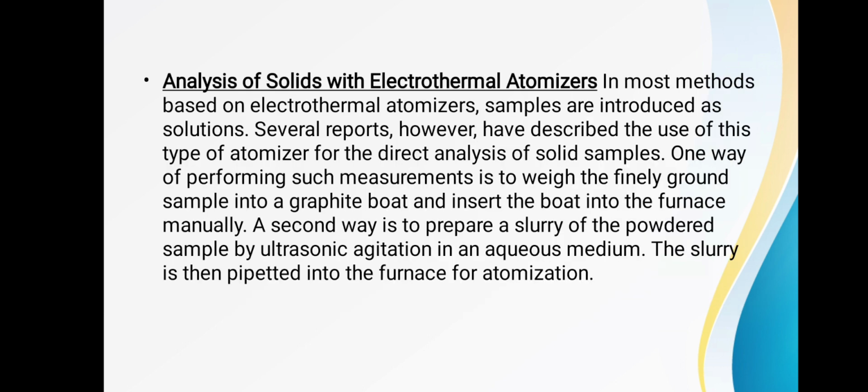Analysis of solids with electrothermal atomizers. In most methods based on electrothermal atomizers, samples are introduced as solutions. Several reports, however, have described the use of this type of atomizer for the direct analysis of solid samples. One way of performing such measurements is to weigh the finely ground sample into a graphite boat and insert the boat into the furnace manually. A second way is to prepare a slurry of the powdered sample by ultrasonic agitation in an aqueous medium. The slurry is then pipetted into the furnace for atomization.